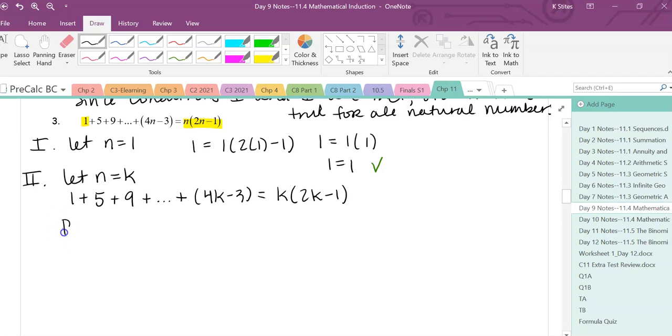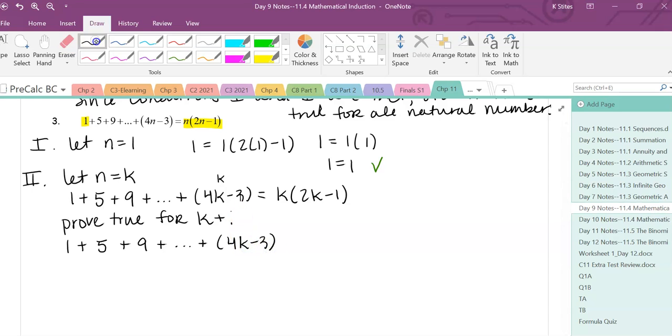And now we're going to prove true for k plus 1. So what that means is this is the term k. We need to do one more term because k plus 1 is 1 after k. All right.